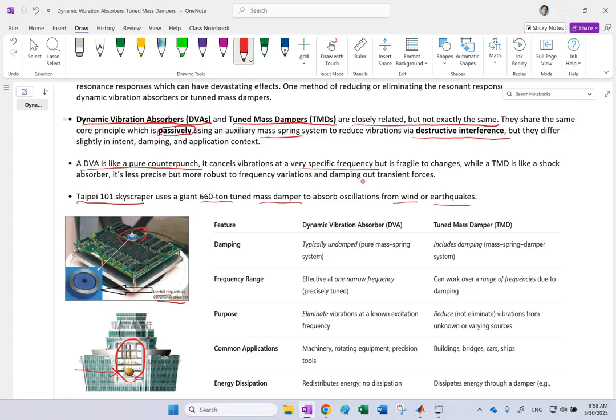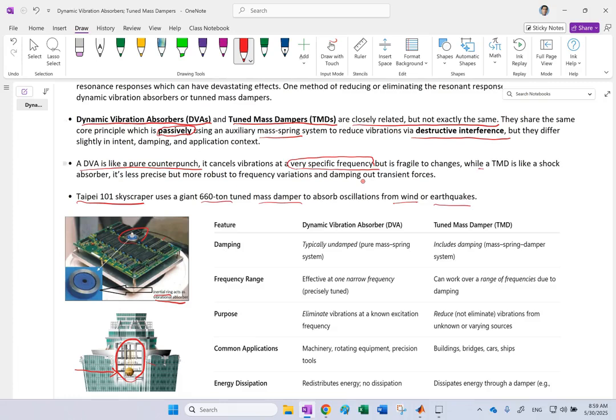So when you design that system, when you decide the mass and spring for that system, you choose mass and spring, as we'll see in a second, to basically exactly work against a specific excitation frequency. So if that frequency changes, your system is not going to work as effectively, or might not work at all. I mean, to a good extent.